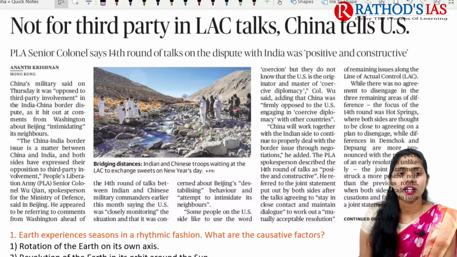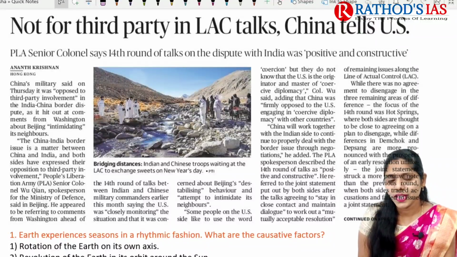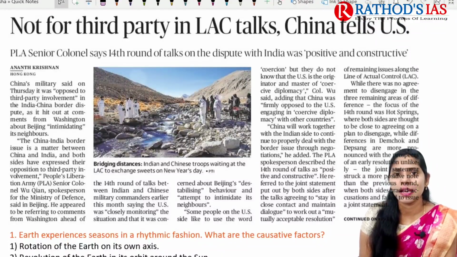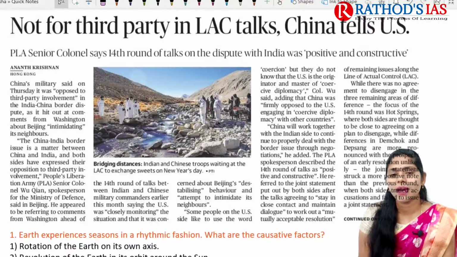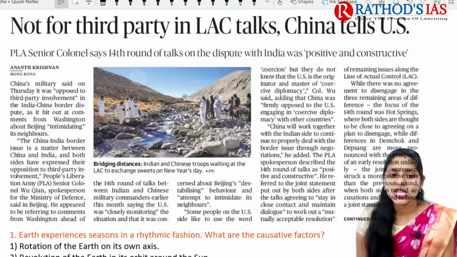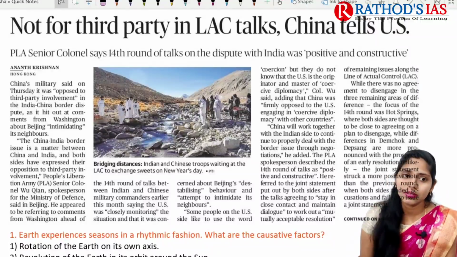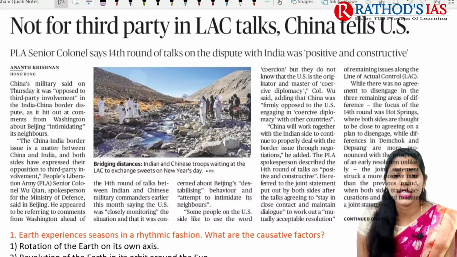Because of comments from Washington about Beijing, that is the US, made a statement regarding China intimidating its neighbors. So this is a statement which is given by the US. In retaliation, the Chinese said that there is no need for interference of a third country regarding this India-China border.